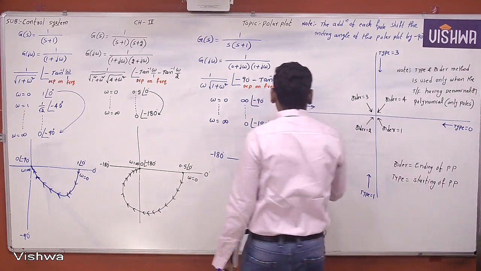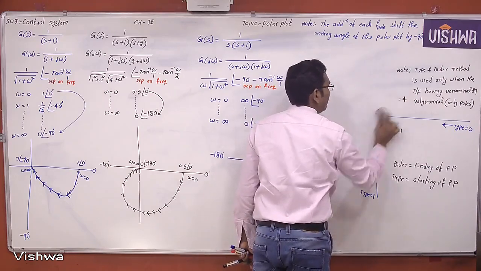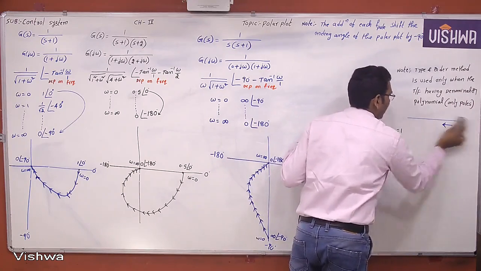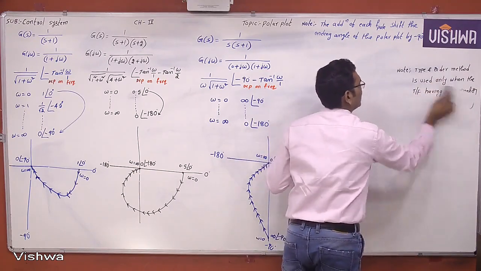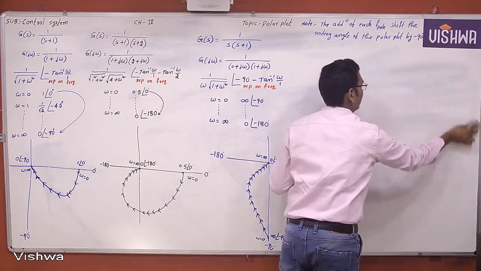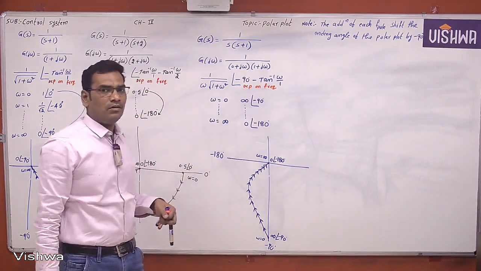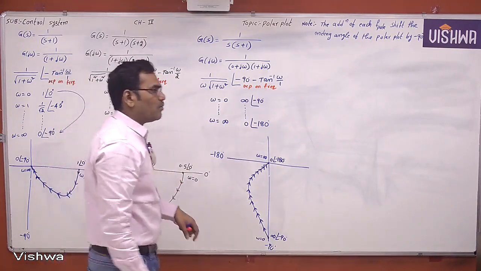Now you follow this type and order method when the transfer function is having only denominator polynomial. Otherwise, don't use this. Go for your normal procedure. This type and order method is used only when the transfer function is having a denominator polynomial. Now, sir, are there any other shortcut methods? Before that, from these particular problems, what did you observe?